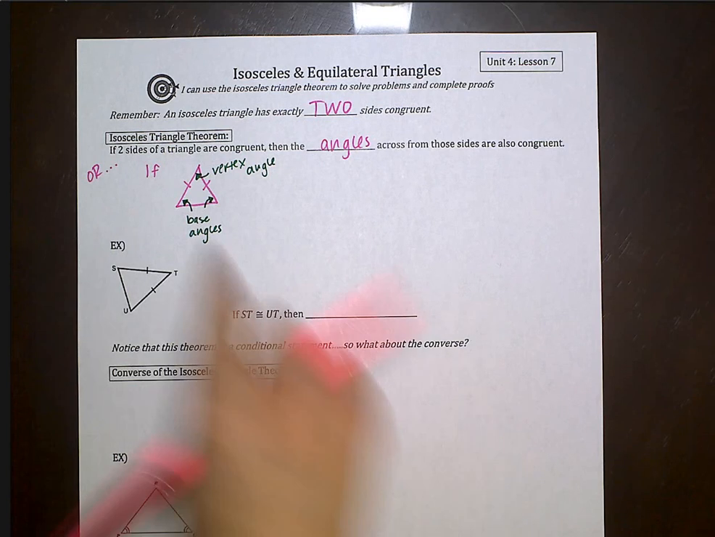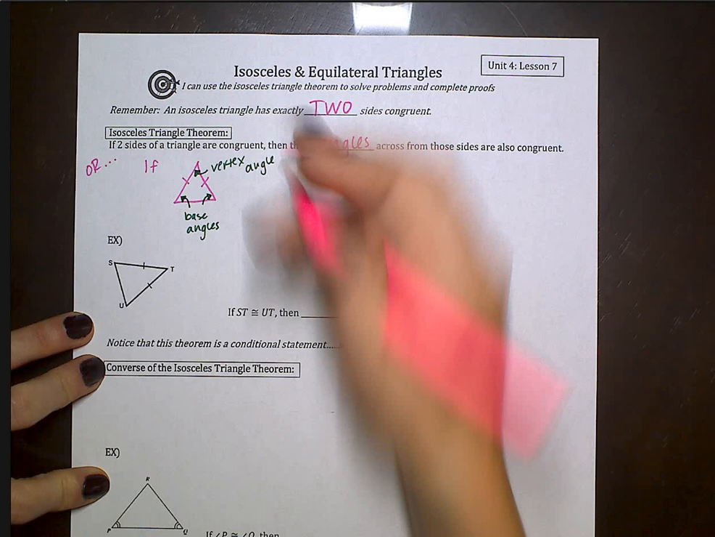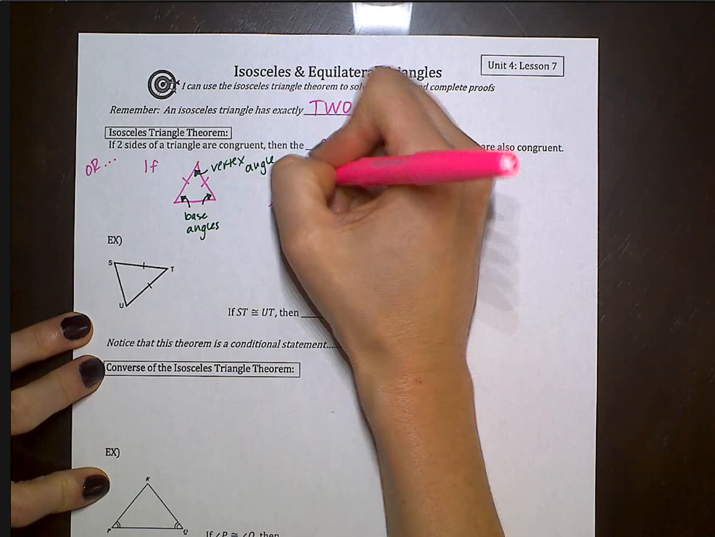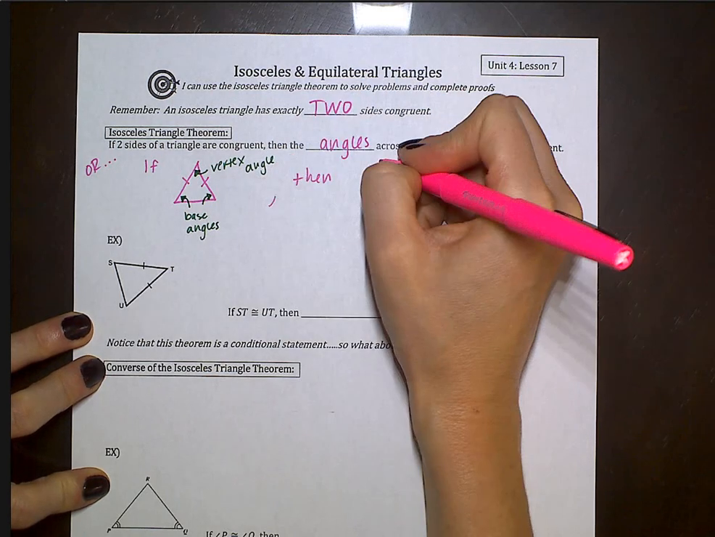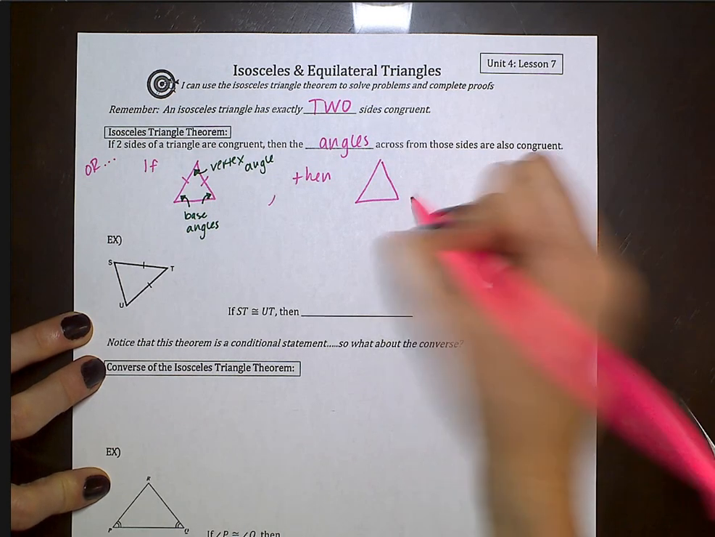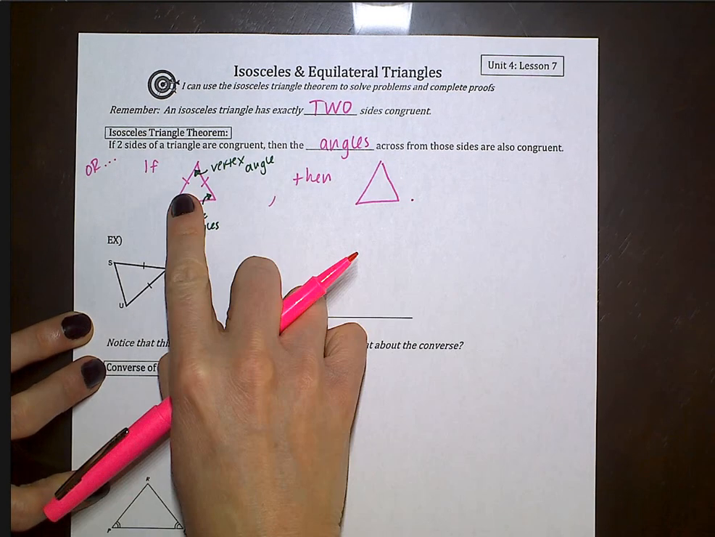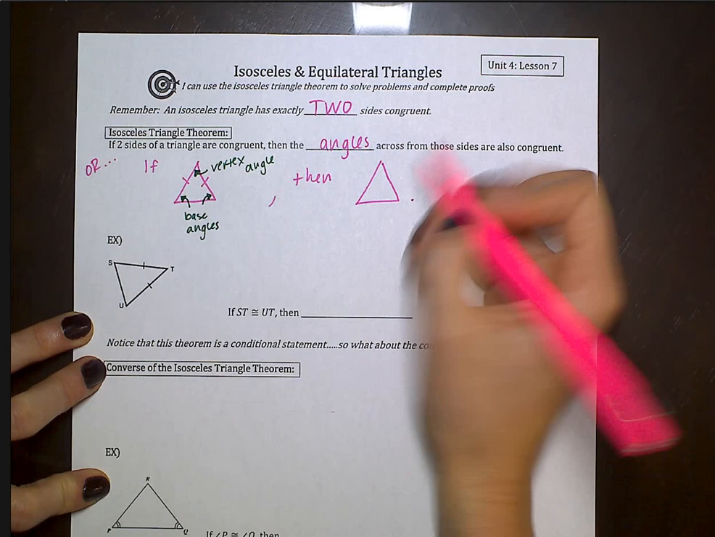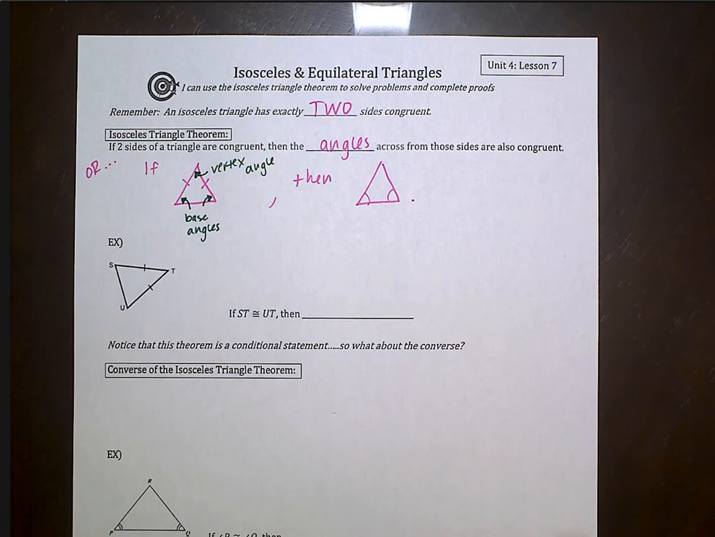But this theorem is saying if you have an isosceles triangle, then what do you know? Well, you know that the angles across from these two sides are also the same. I just think of it as the two angles at the bottom are the same, the base angles.